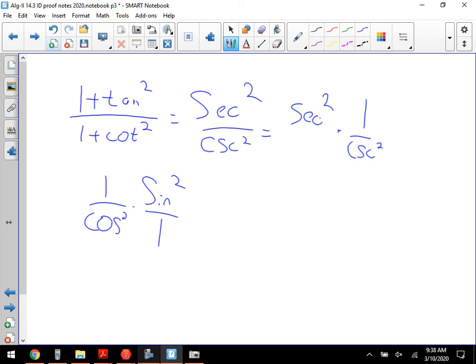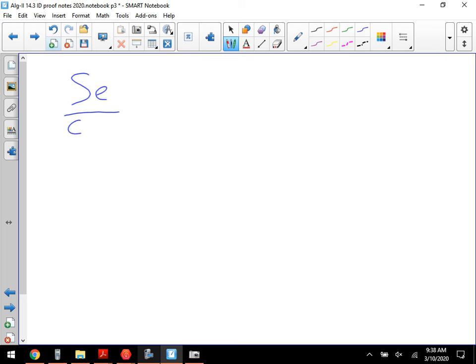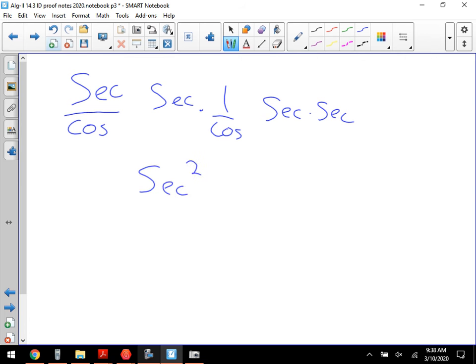All right. So secant over cosine is secant squared. Because this is secant times 1 over cosine, which is secant times secant. So you get secant squared. Then you have minus secant cosine, which is 1 over cosine cosine, which gives you 1. That's the proof. Wait. No, secant squared minus 1, which is tangent squared. Don't apologize, it's okay.